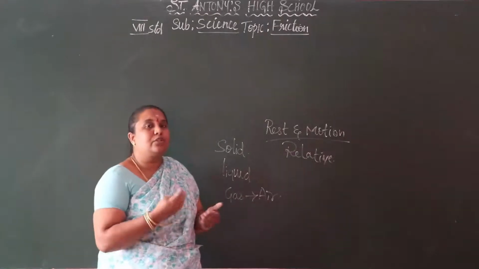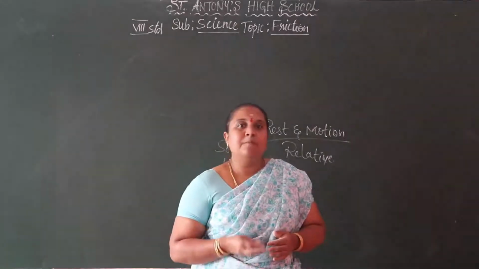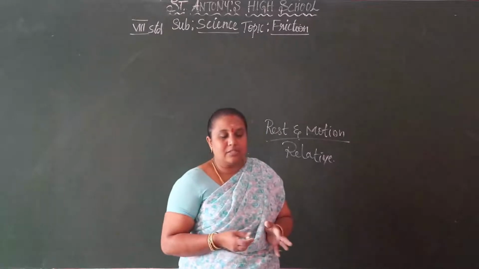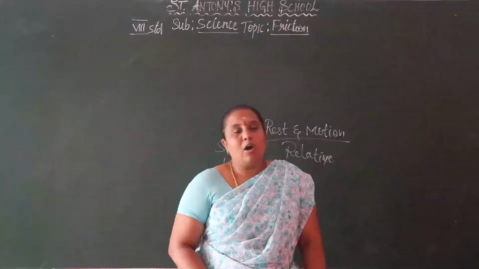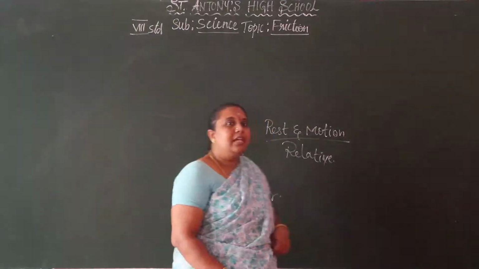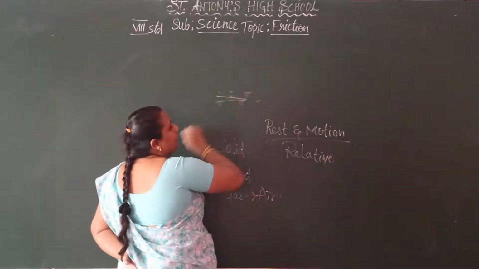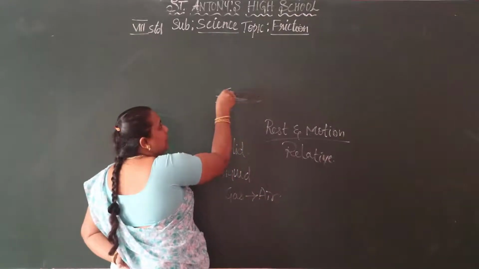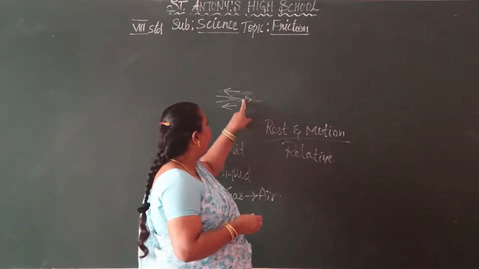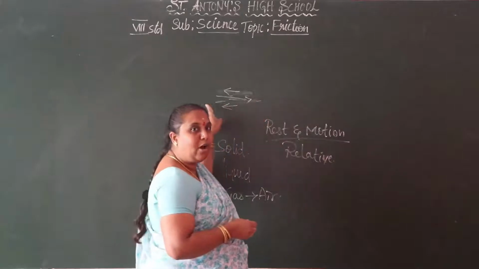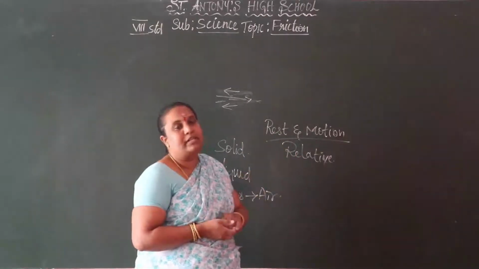So friction always acts in the opposite direction of the movement. See here, air is there. The aeroplane is moving like this, and the air flows like this. The aeroplane moves opposite to the air, so the friction is applied opposite. While friction is applying opposite, the vehicle or any other object can come to rest.